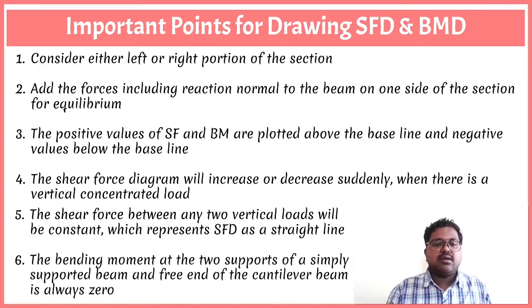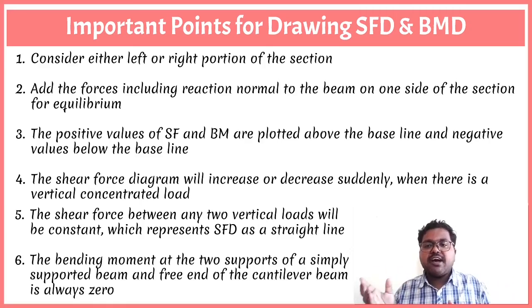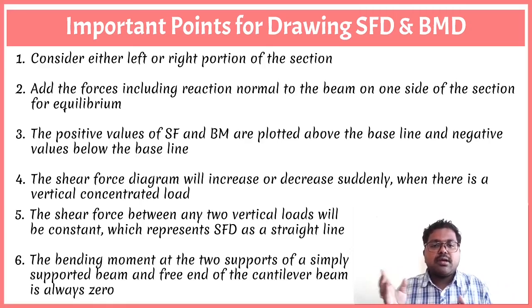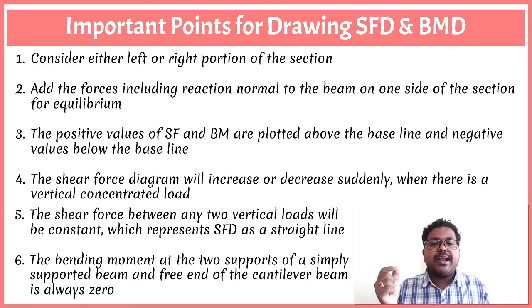Next, we have the bending moment. The bending moment at the two supports of a simply supported beam, or at the free end of a cantilever beam, is 0. So when we are drawing a bending moment diagram, a simple thing to remember is that at the supports of a simply supported beam and at the free end of a cantilever beam, the bending moment is always 0.